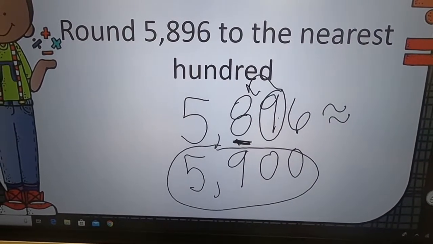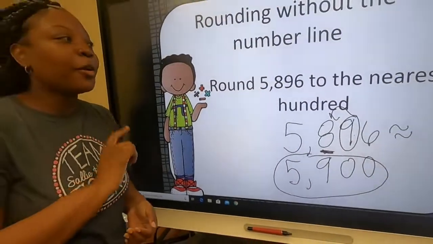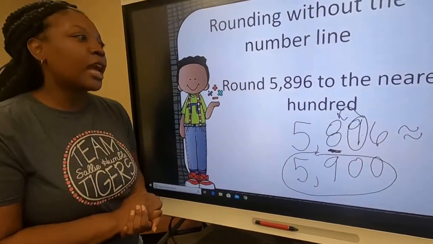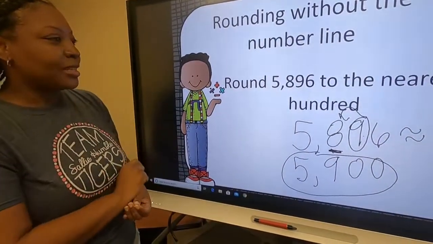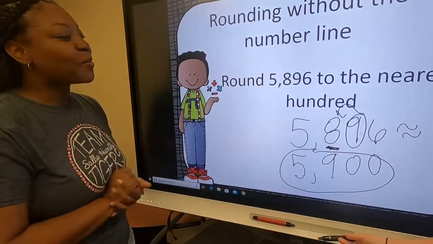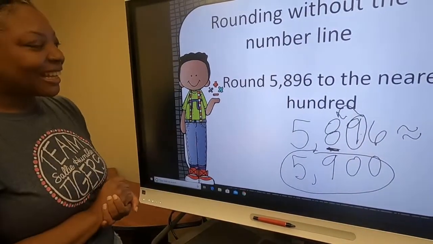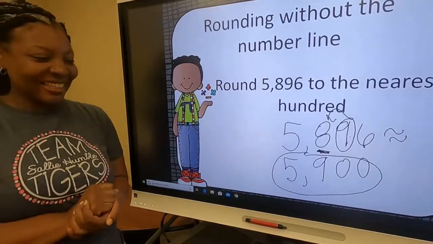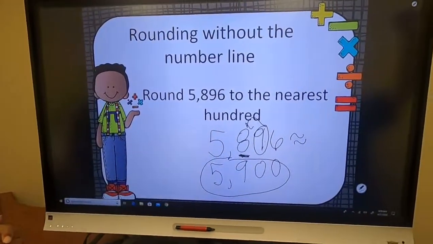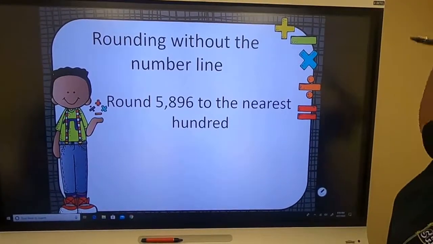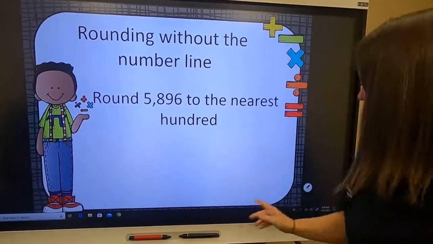So 5,896 rounded to the nearest 100 would be about 5,900. And Miss Wilson, I know the parents of our boys and girls would say, now, I know how to do this. This is how I rounded when I was in school. Yes, Miss Bethay, this is how I rounded when I was in school also. So we do like to show the parents' way also. Let's see if we can do that again.